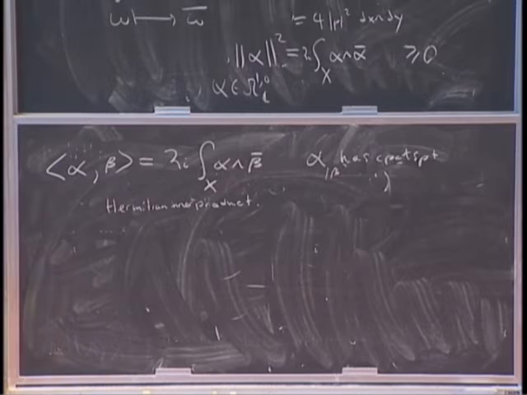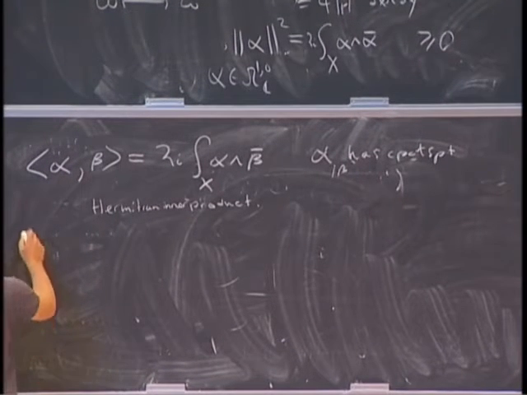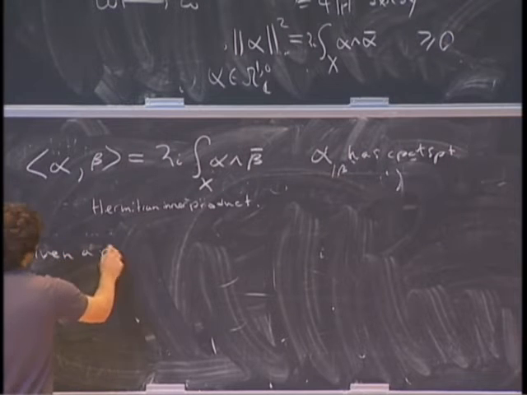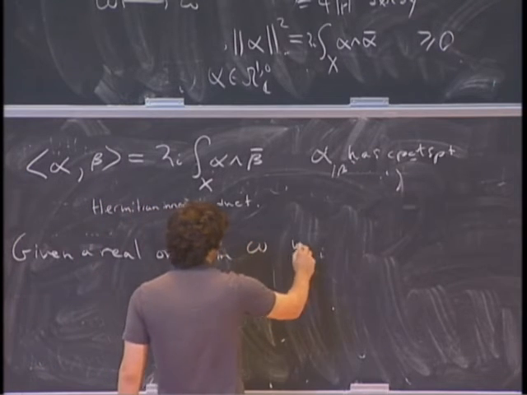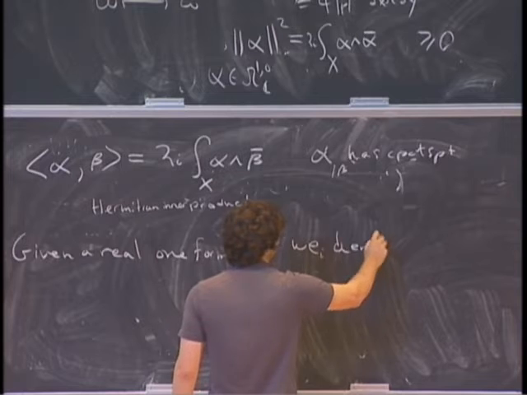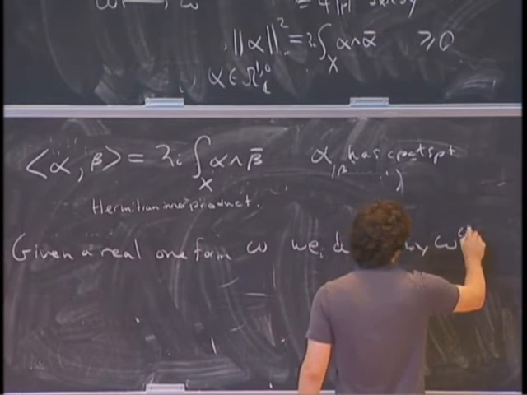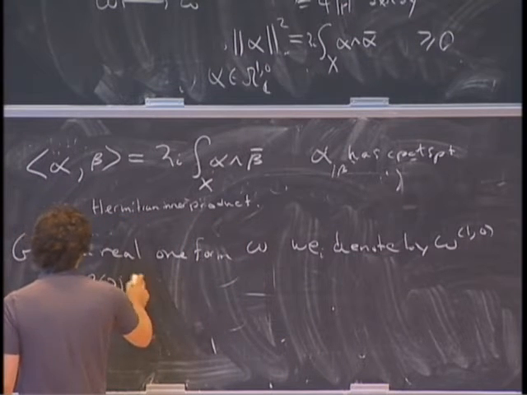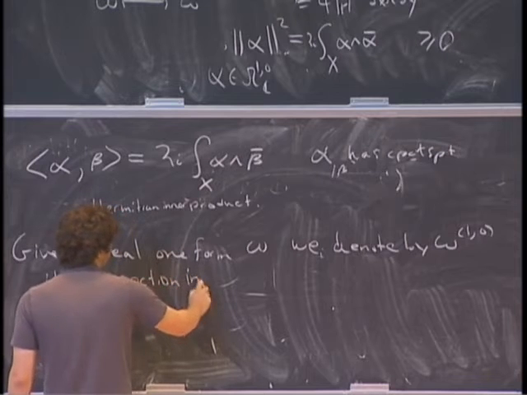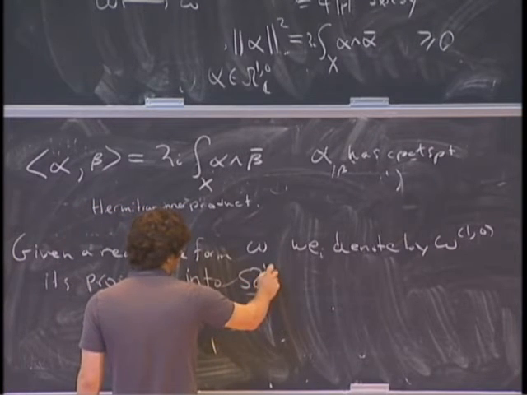Okay, so then the observation is, we can now form an inner product on the space of real one forms by doing the following. Given a real one form omega, we denote by omega^{1,0} its projection into omega^{1,0}.